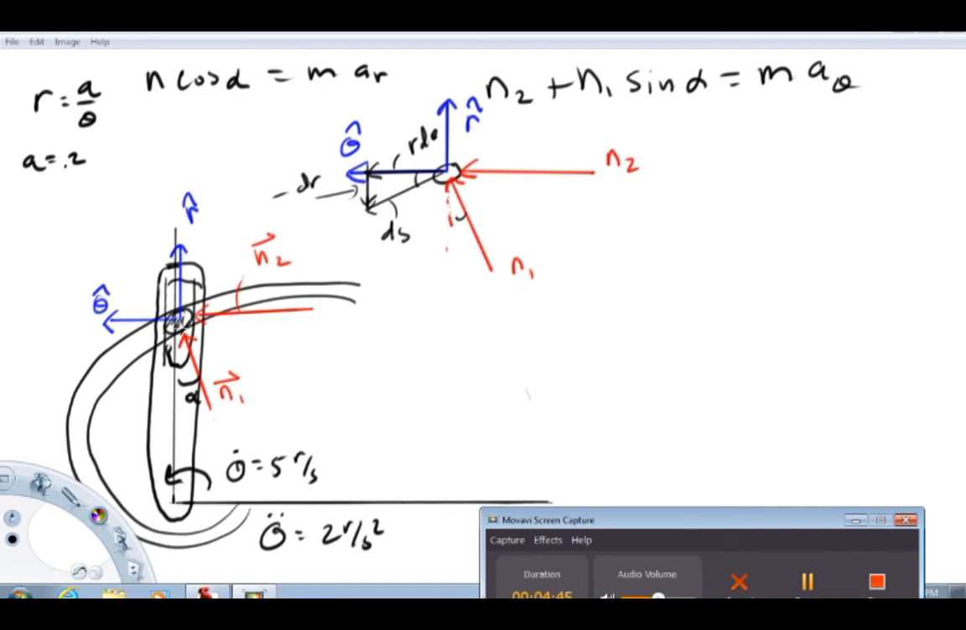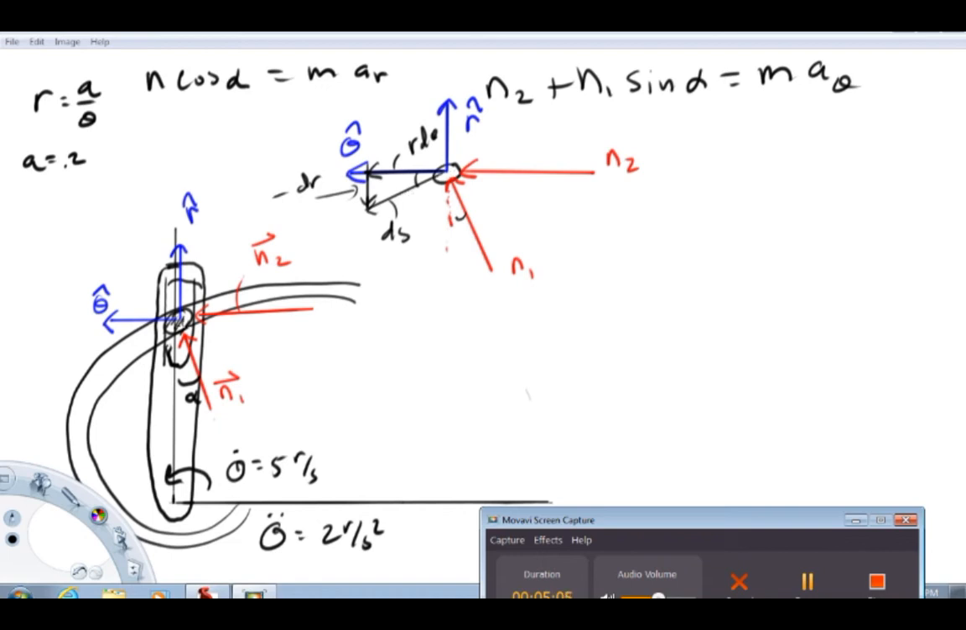This is a picture of this particle with a couple different things superimposed here. So here's the particle. Here are the normal vectors, n1 and n2, again, both in red. Here are my blue unit vectors, theta hat, r hat direction. And now I'm going to start working on this angle here that we have to find.